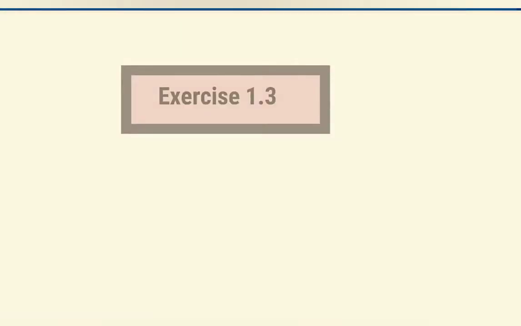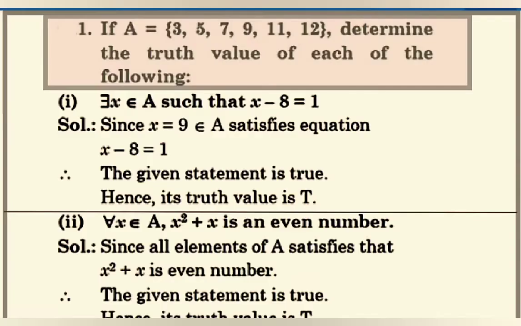Students, today we solve exercise 1.3. Let's see the question number first. Question number 1. If set A is equal to {3, 5, 7, 9, 11, 12}, determine the truth value of each of the following. This is the set A given here, and we find the truth value of the given statements.